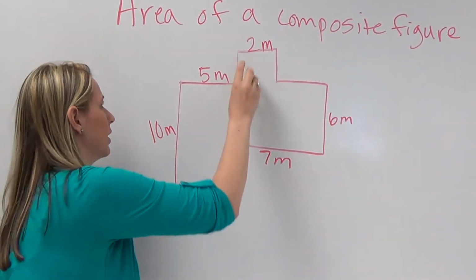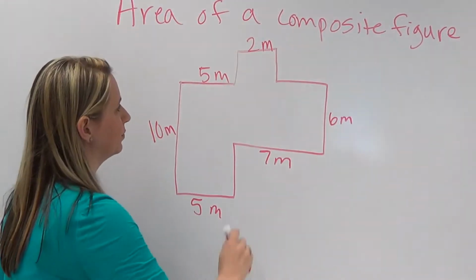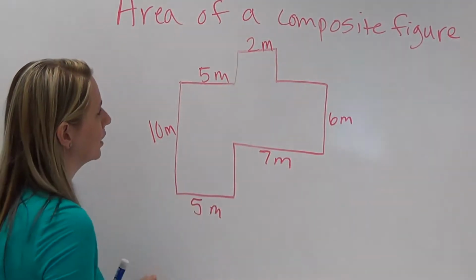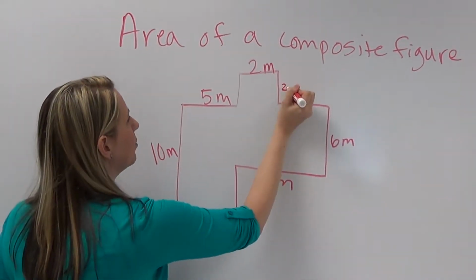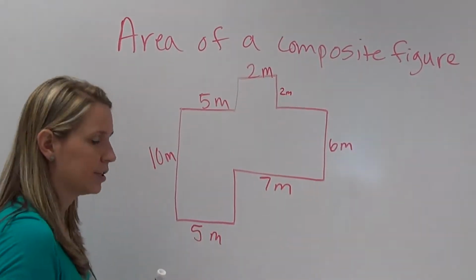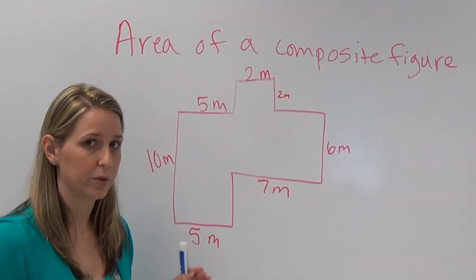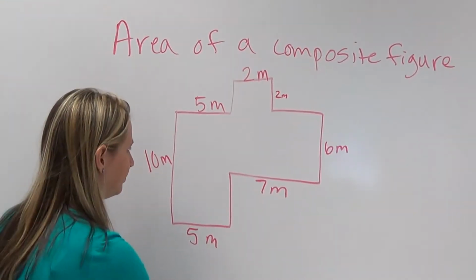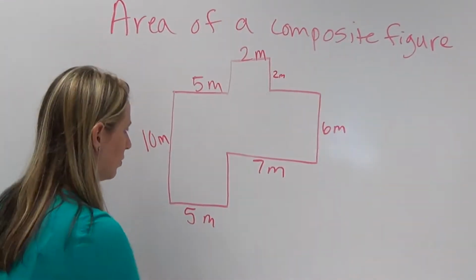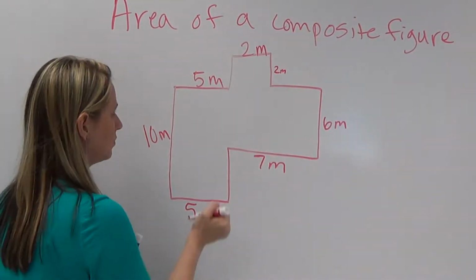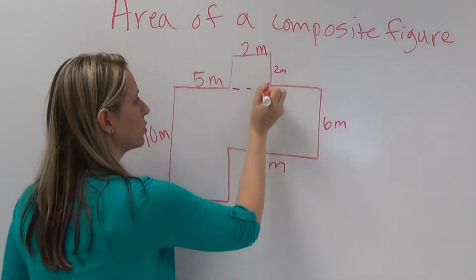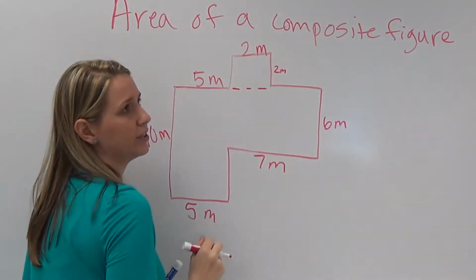We've got a little square here, a rectangle here, and another rectangle here. So basically what we're going to do is separate this into three different shapes that we can actually take the area of. For example, we can cut this little square off and we have a little square we can take the area of.